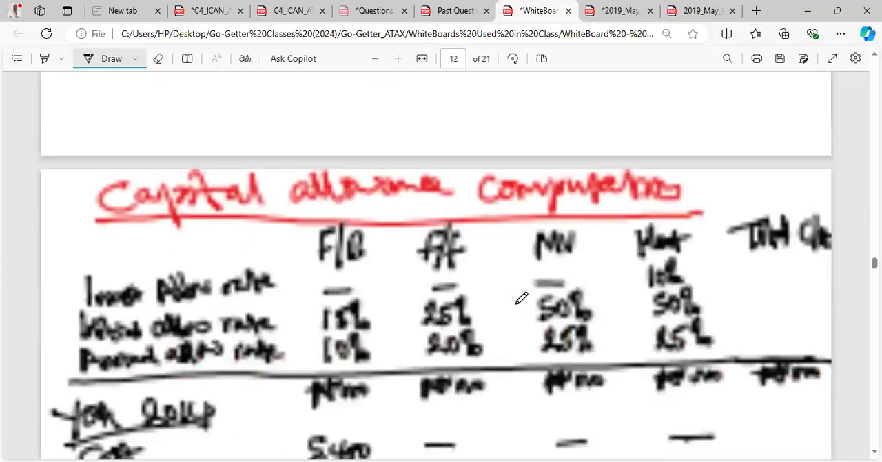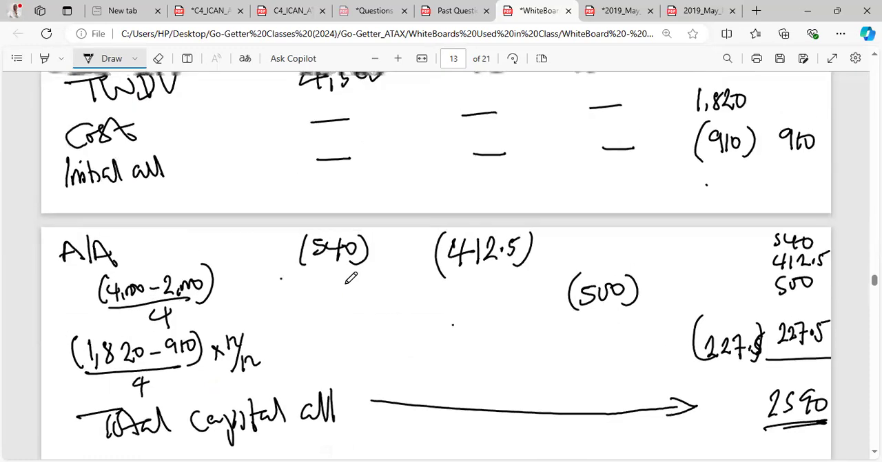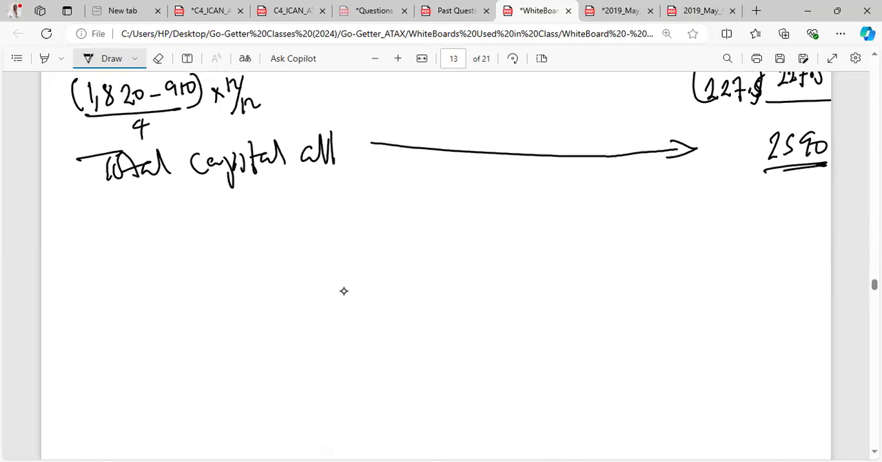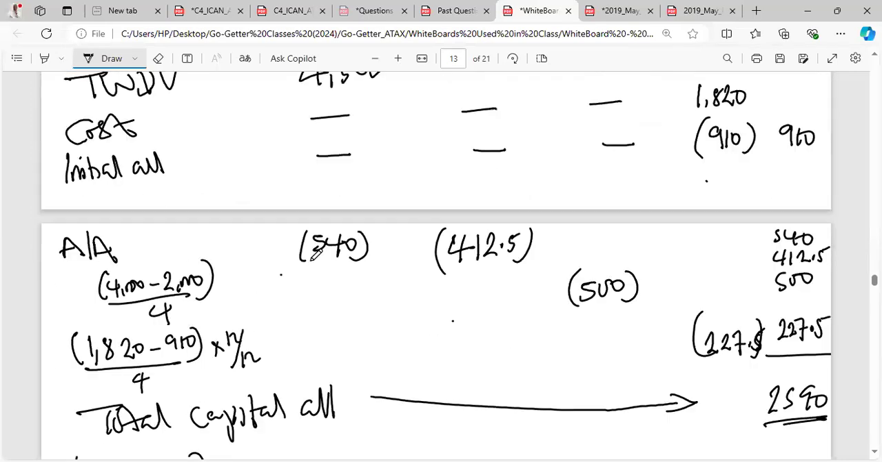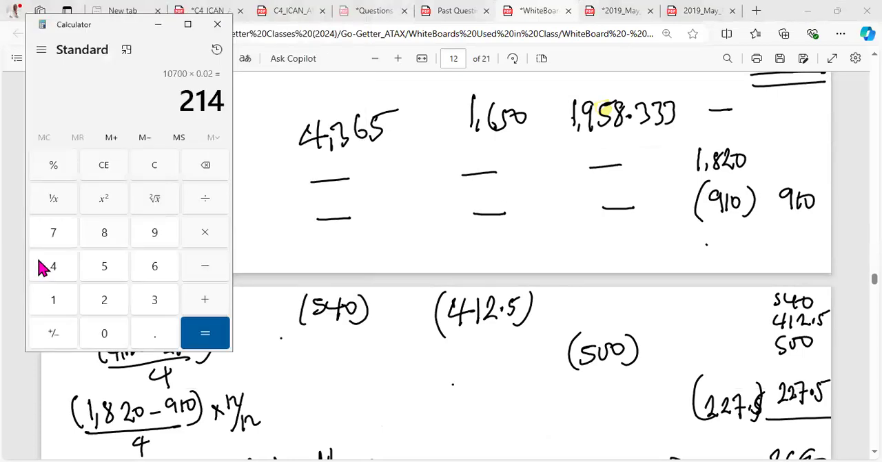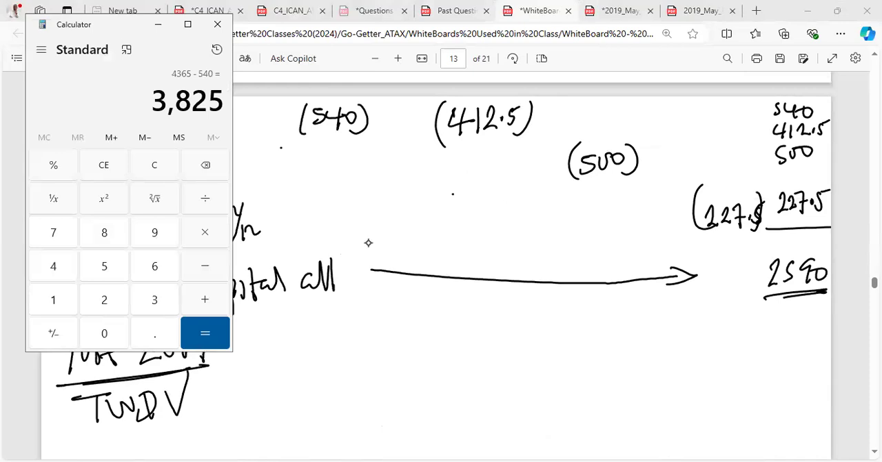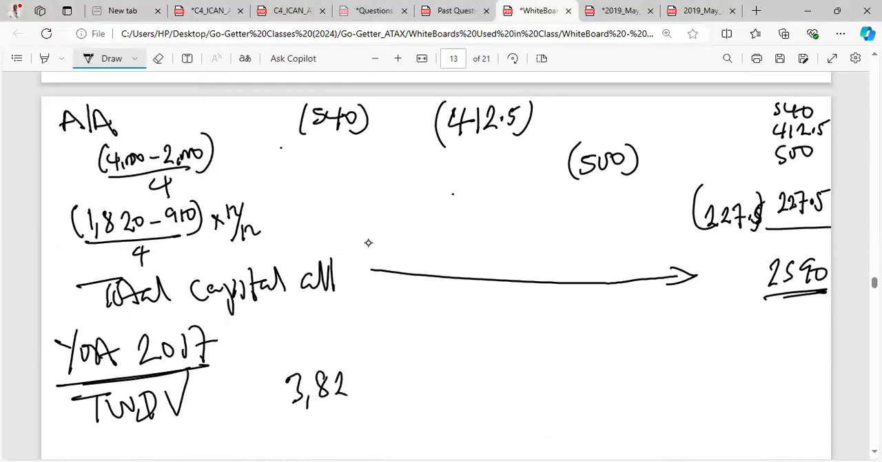A capital allowance question is a very tiresome question. If they are giving you capital allowance, just know that they want to waste your time. So you will say year of assessment 2017. Tax written down value. So it will be 4365 minus 540. That will give me 3825. 3825. Write it down.